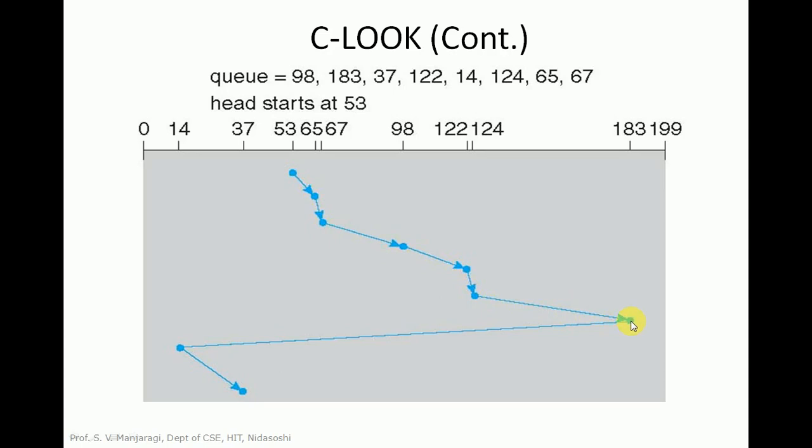The head movement will stop at the last request in the direction, and the direction will be reversed from 183, and it will start moving towards the left hand side, and it will stop at the last request in this direction. That is 14. It will reverse the direction and the head starts moving right hand side, and it will stop at the last request in this particular direction, that is 37. So that is how the C-LOOK algorithm works.